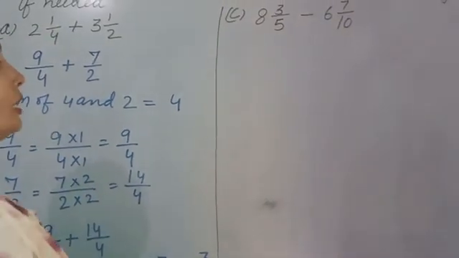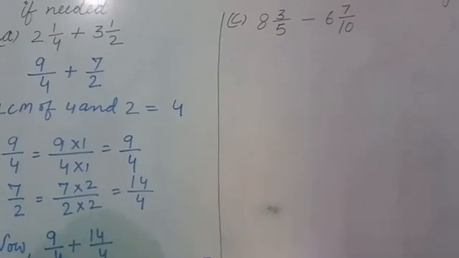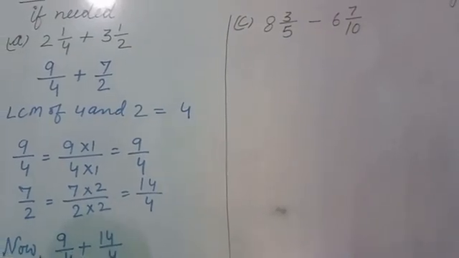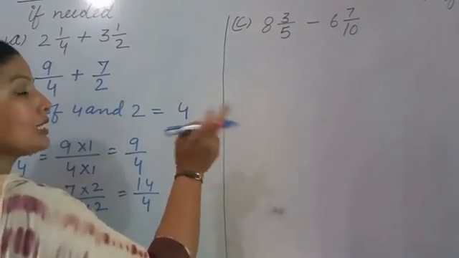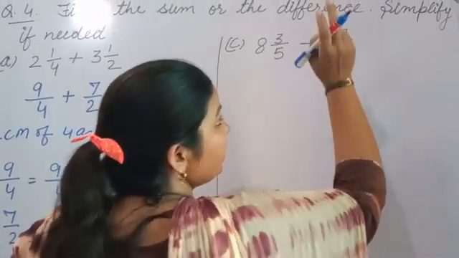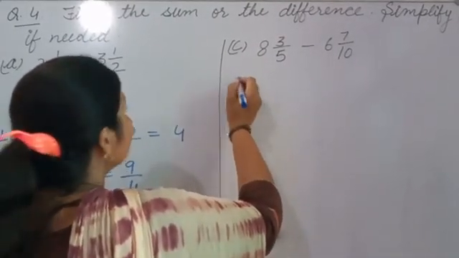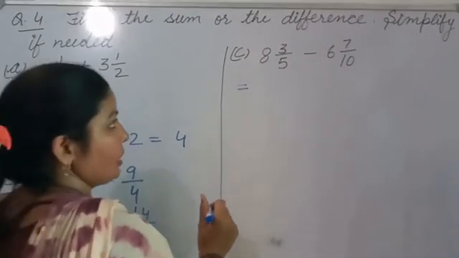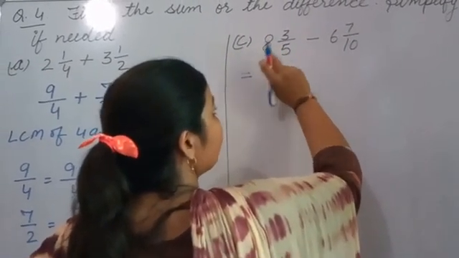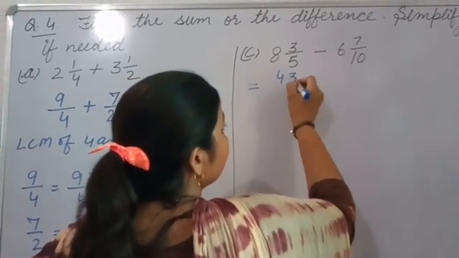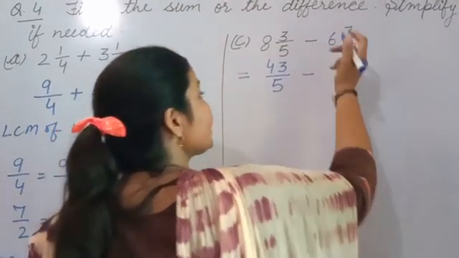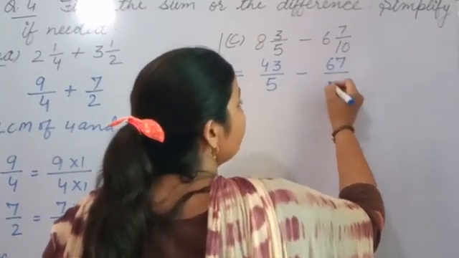Now next, B part is also addition, that you will do yourself. Now I take C part. C and D are of subtraction. A and B are of addition. So A part we have done, B you will do yourself. Now C part: 8 whole 3 upon 5 minus 6 whole 7 upon 10. So first of all the same one. Firstly we change it into improper fraction. So 8 5s are 40. Plus 3, 43 upon 5, minus 10 6s are 60 plus 7, 67 upon 10.